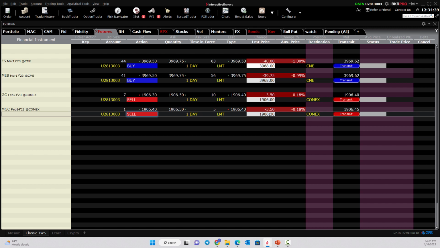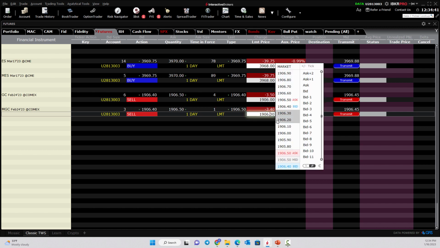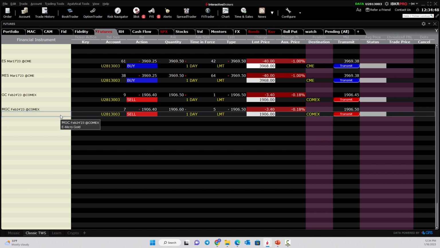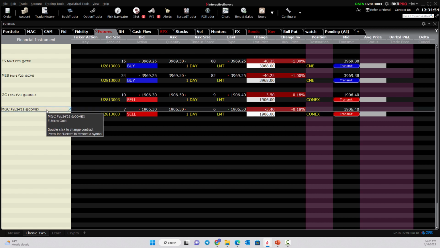I could do the exact same thing here with the micro, and it's just 1/10 the position size, 1/10 the risk, 1/10 the reward. But for anyone that's new to the futures market, certainly starting with the micros is the correct approach, in that you want to work your way in, right? Kind of dip your toe in.